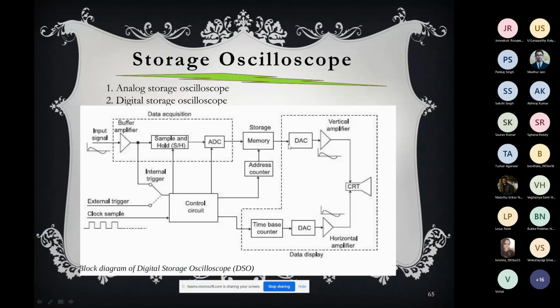Again, because in memory it is in digital form, discrete form, it is simply a digital to analog converter, and then the input signal becomes analog again. This analog signal goes to the vertical amplifier, and from the control circuit you see that the time base counter is there, and a DAC again, and it goes to the horizontal amplifier, and the cathode ray tube shows the output. So in a storage oscilloscope you can see the output and you can store the output.